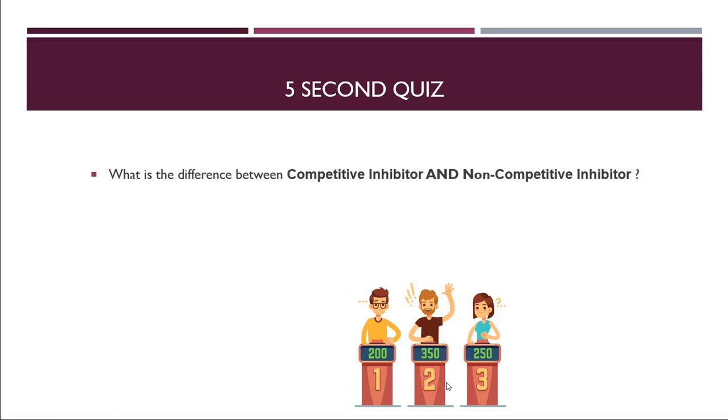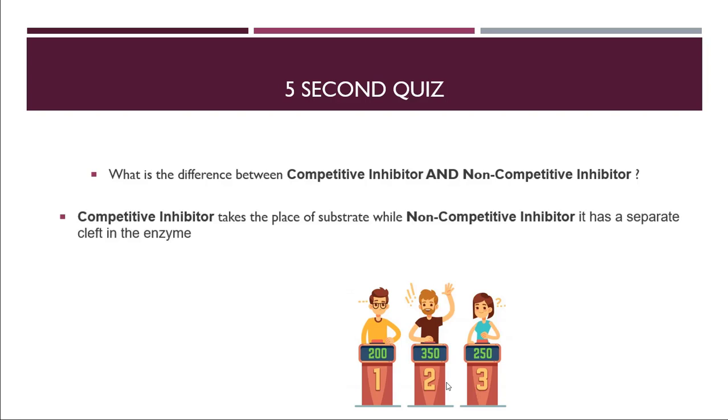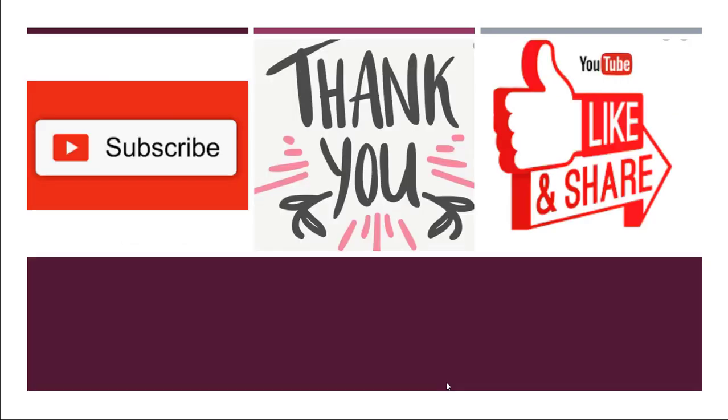Okay, what is the difference between competitive inhibitor and non-competitive inhibitor? 5, 4, 3, 2, 1. Okay. A competitive inhibitor takes the place of the substrate, while a non-competitive inhibitor has a separate cleft in the enzyme.